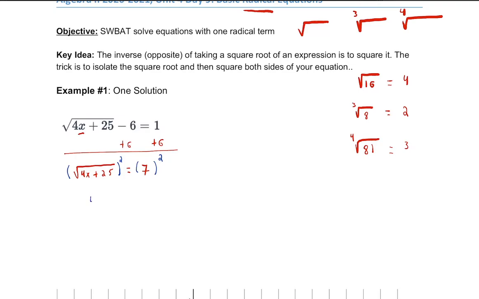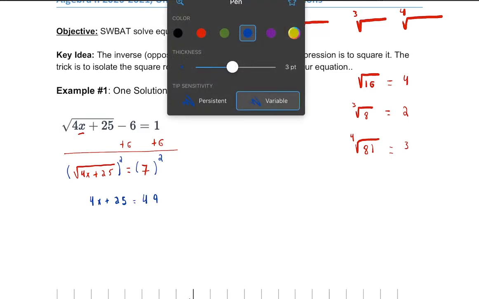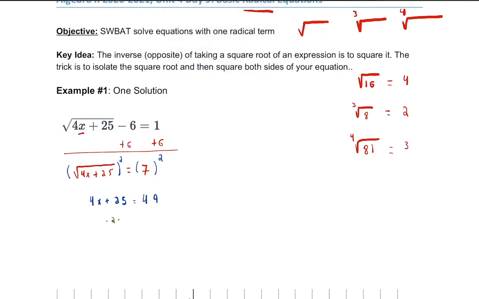What that leaves us with is 4x plus 25, right? The square and the square root, they undo each other. They are inverses. They are opposites, equals 49. And so now we just have a normal, multi-step algebra equation to solve here. We take 25 away from both sides. What we would wind up with is 4x is equal to 24, and dividing by 4, we get x is equal to 6.